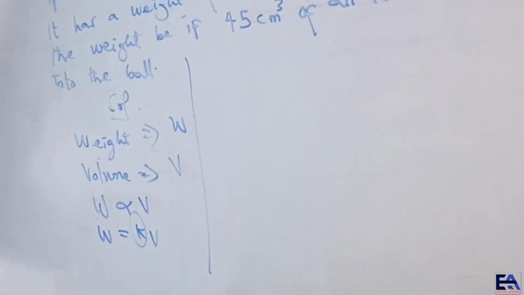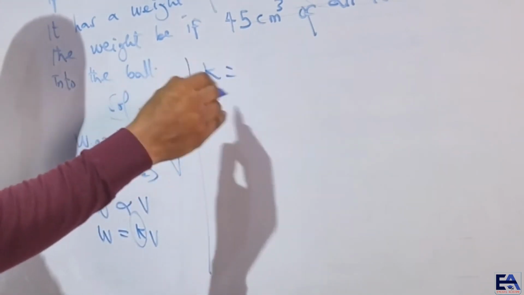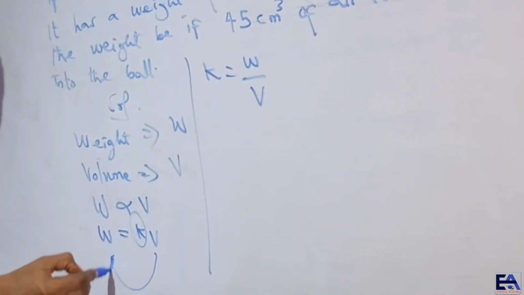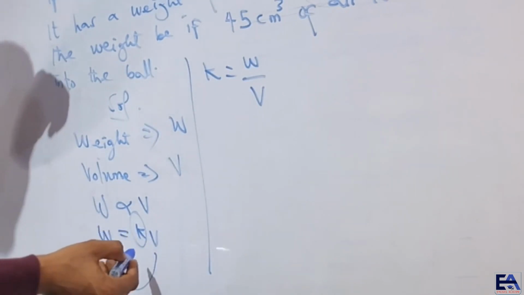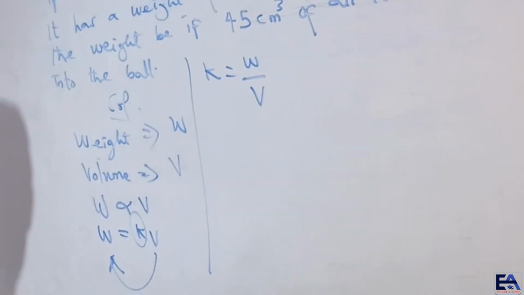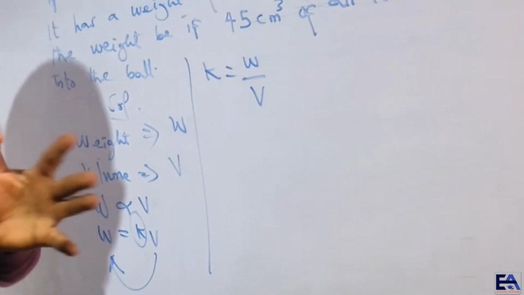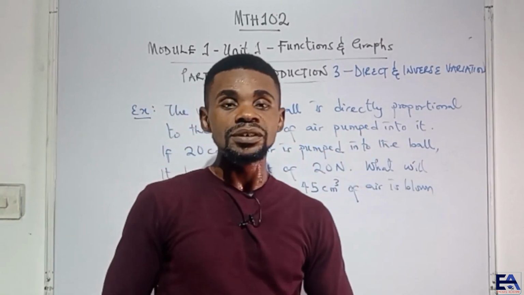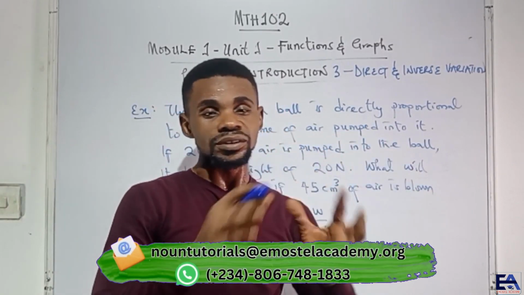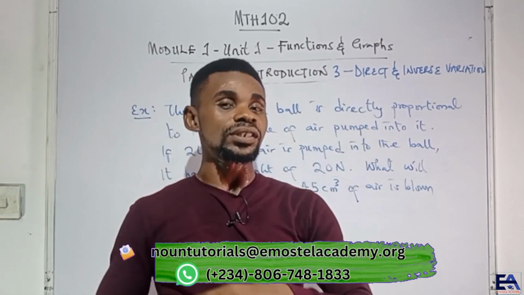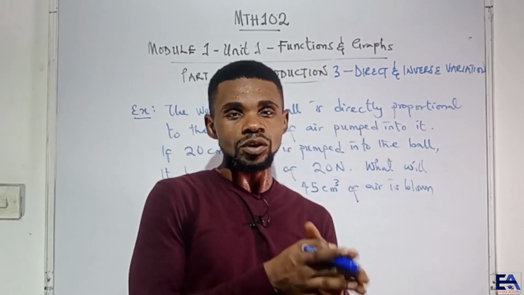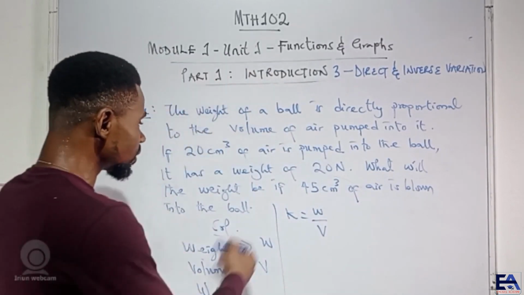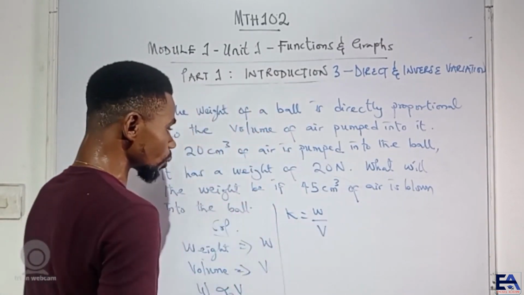So if we do that, K is equal to W over V, if you agree with me. This V was multiplying K before, but it goes to the other side to divide. Remember that whatever sign or operation is on a term, before it crosses the equality, it goes to the other side to serve the opposite of that sign or operation. So we have K is equal to W over V.